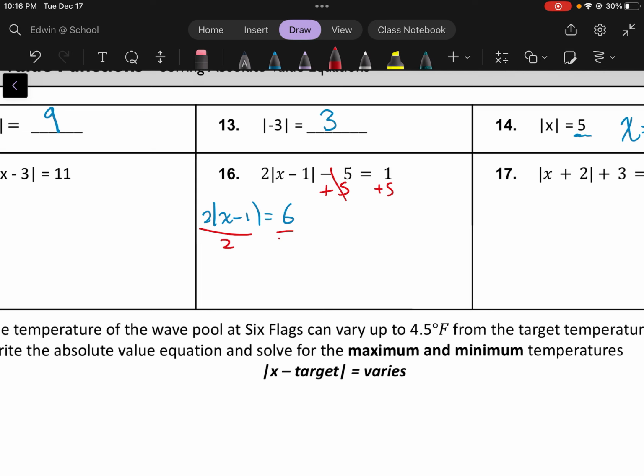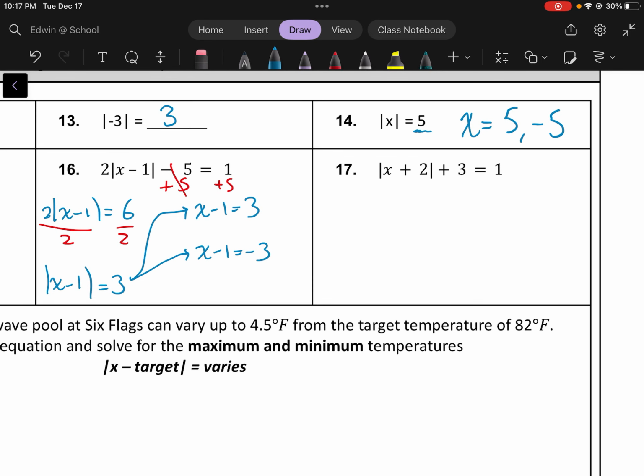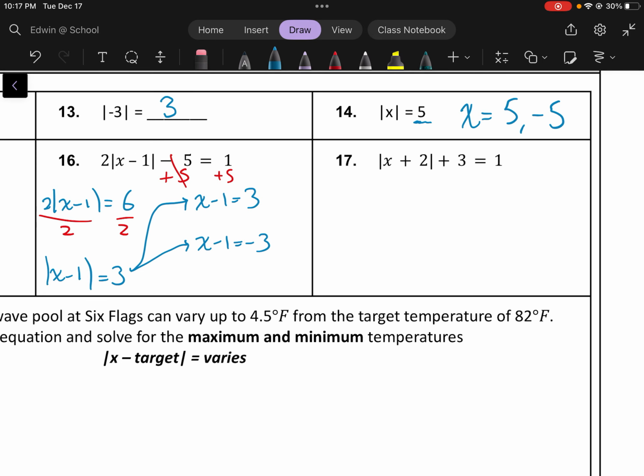So first we add the 5 on both sides. Then we divide by 2. So we got |x - 1| is equal to 3. Now from this point, if we have an absolute value expression equal to a positive number, that means we're going to have 2 answers. We're going to have x minus 1 is equal to that 3. Then we're also going to have x minus 1 is equal to that negative 3. Similar to question 14, we have a positive and a negative answer.